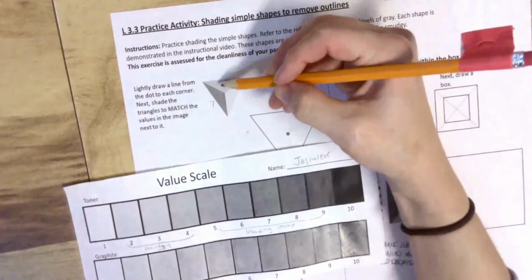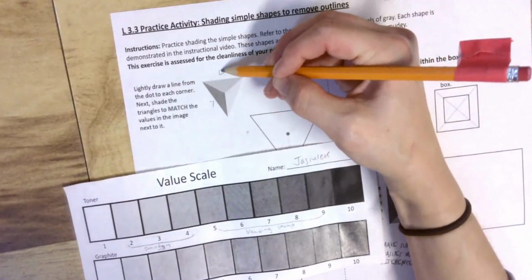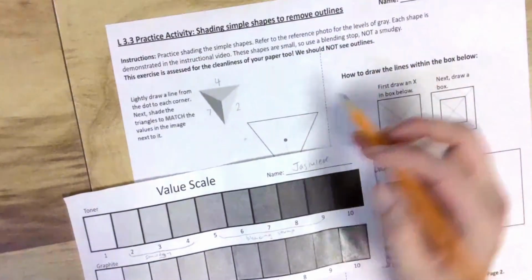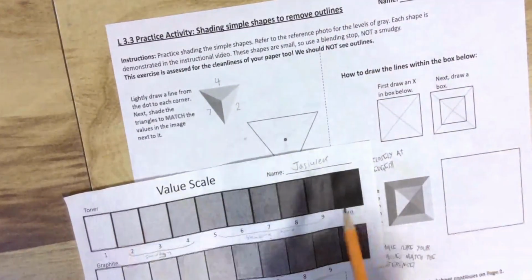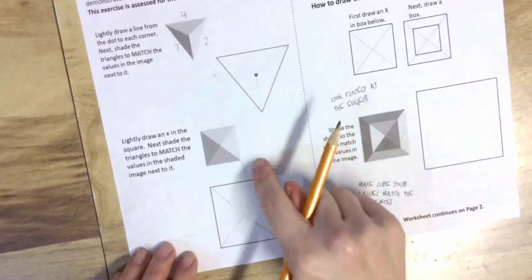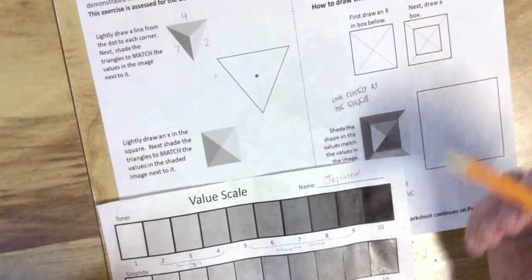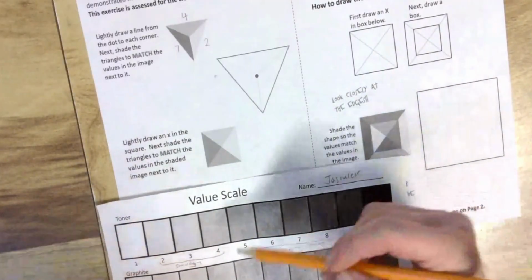So that means when you're shading, we want to get to a value of a 7. And then this area is kind of a value of a 4. And then this value here is going to be a value of a 2. So we do not have any pure whites. Same thing here. We're going to take our value scale and match up the values.